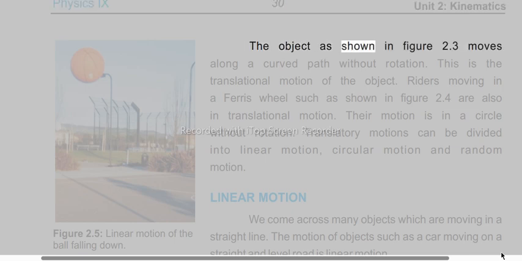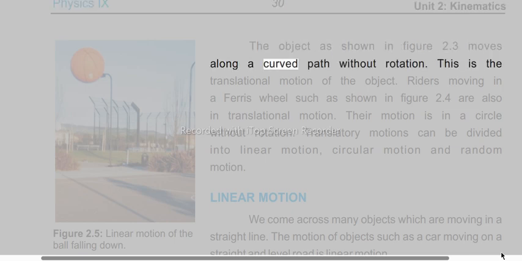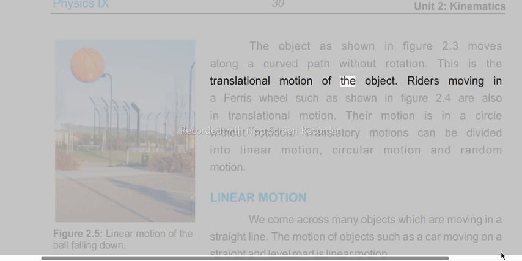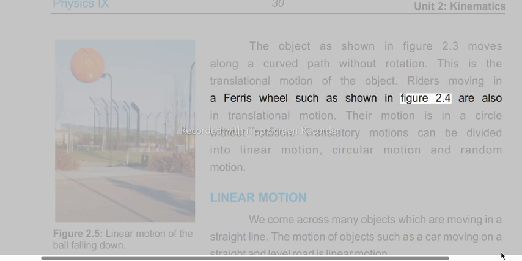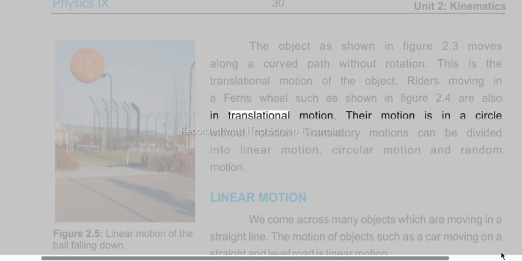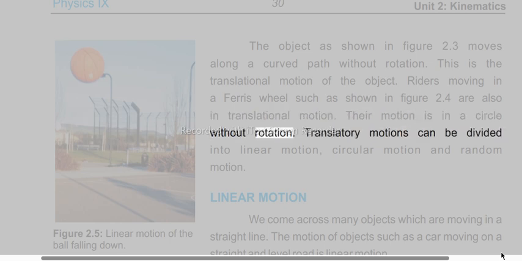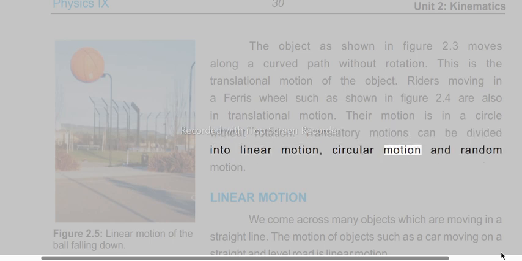The object as shown in Figure 2.3 moves along a curved path without rotation. This is the translational motion of the object. Riders moving in a Ferris wheel such as shown in Figure 2.4 are also in translational motion. Their motion is in a circle without rotation. Translatory motions can be divided into linear motion, circular motion, and random motion.